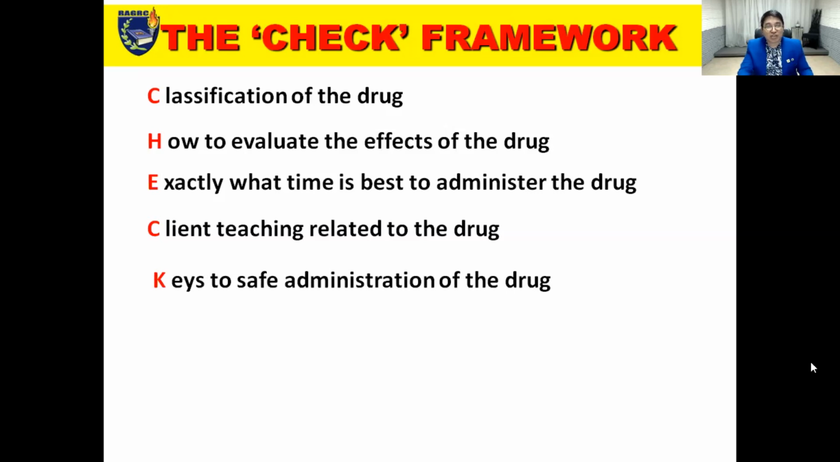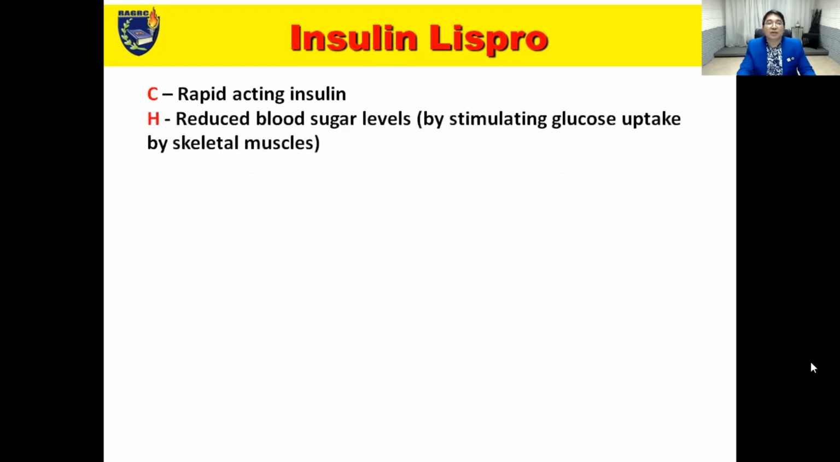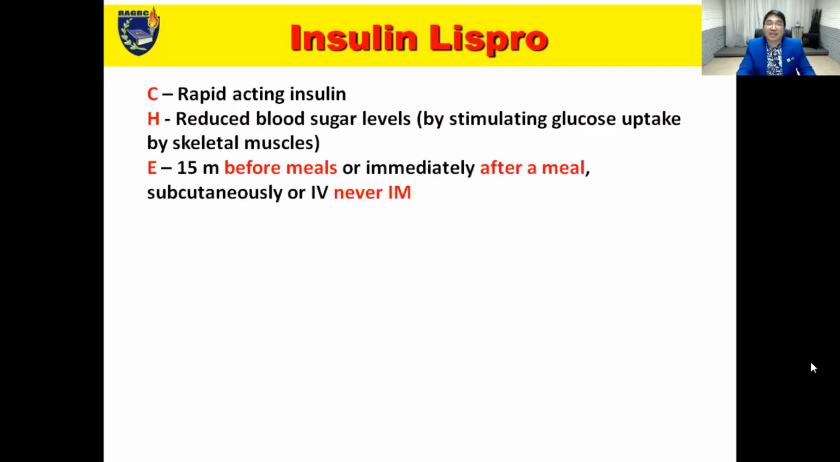So let's apply the CHECK framework to Insulin Lispro. So Insulin Lispro is a rapid-acting insulin, as we said a while back. So the onset of action could be less than 15 minutes. How will you know that it's effective? You have reduced blood sugar levels, okay? And your Lispro does that by stimulating glucose uptake by the skeletal muscles. Exactly what time do you have to give it? It's 15 minutes before meals or immediately after a meal.